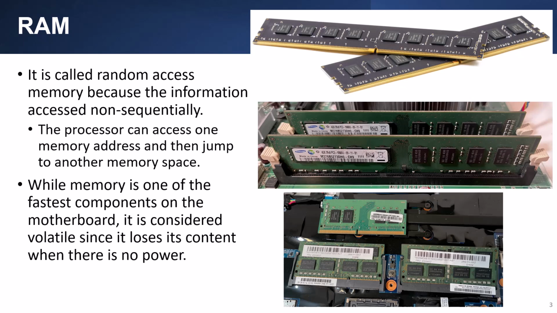It is called random access memory because the information can be accessed non-sequentially. The processor can access one memory address and then jump to another memory address. While memory is one of the fastest components on the motherboard, it is considered volatile since it loses its content when there is no power.